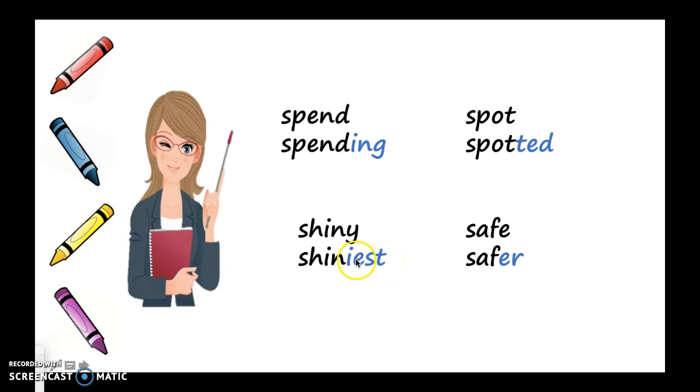In some of these words, I have to drop the Y and add IEST. Some of the words I leave just the way they are as a base word and I add my ending on. In other words, I have to double the consonant if the word ends in a consonant before adding ED or EST.